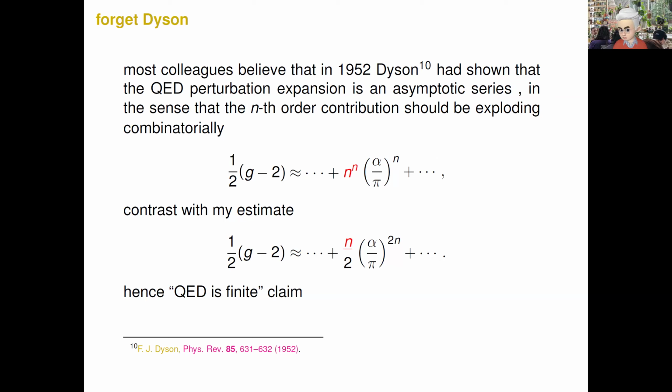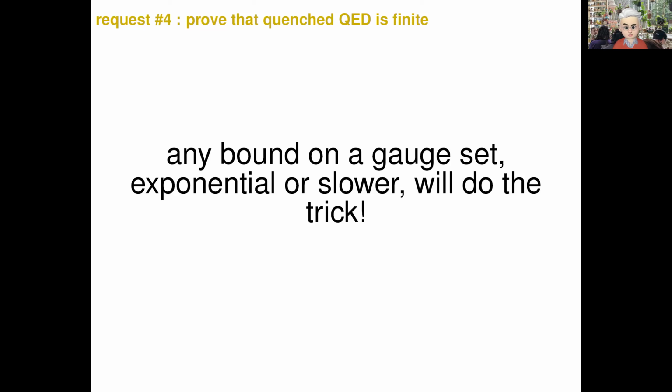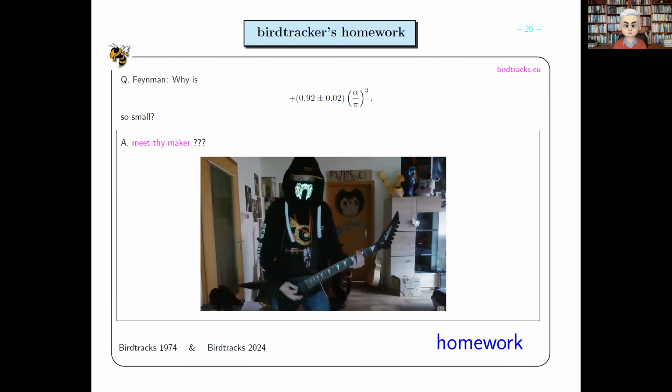So I claim, fear of Richard Feynman, that QED is actually finite if you correctly account for gauge invariance of your results. And I have a very naive guess, but if you can show that the gauge sum is bounded in any way, then my argument still goes through. It's an analytic theory. So this is what really my version of the history is, and it's not. We're not home.